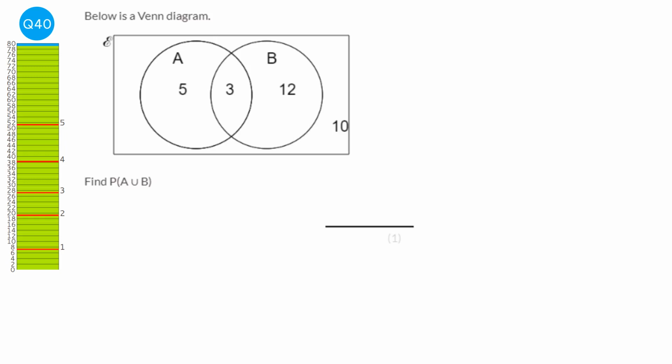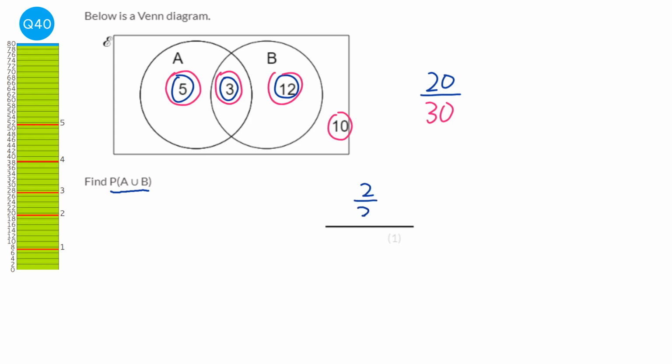So this says, find the probability of A or B. Now A or B means it can be in A, it can be in B, or it can be in both. So we add the 5, the 3 and the 12 together, and that gives us 20, and put that over the total amount. So that is these 3 added together, which is 20, plus the one outside here, which is 30. 20 over 30 is the same as 2 over 3.